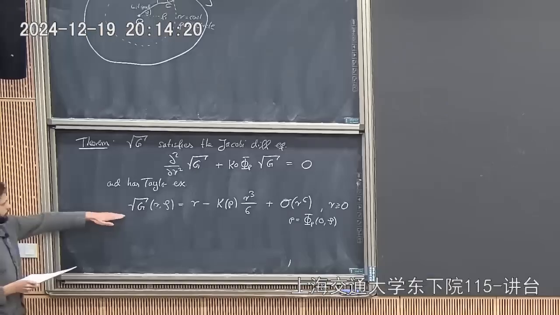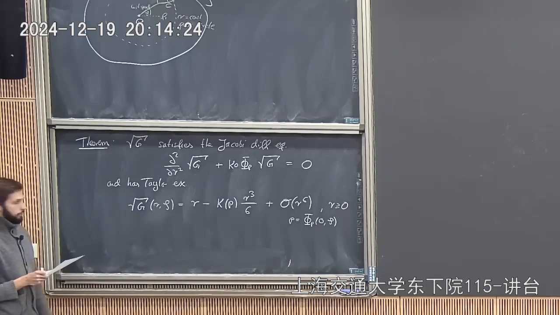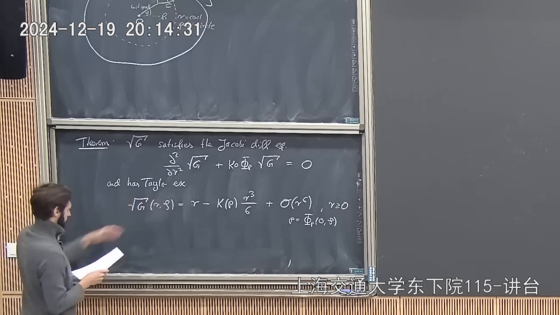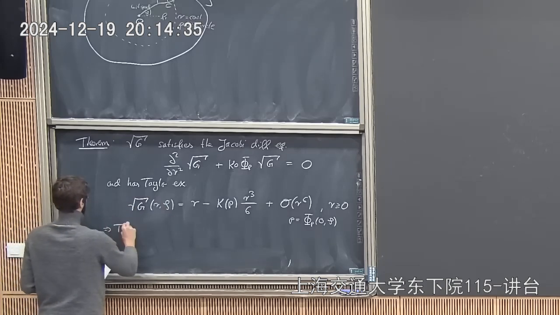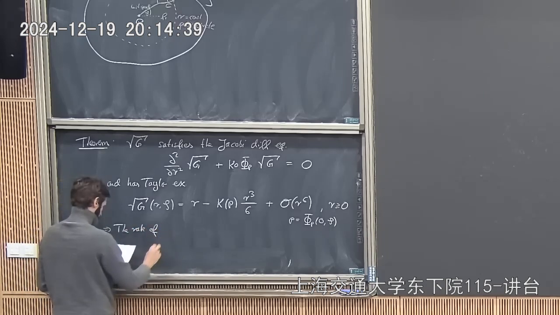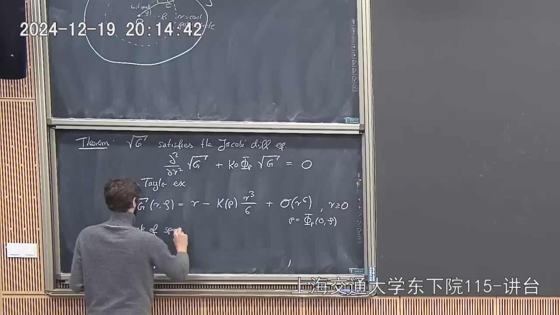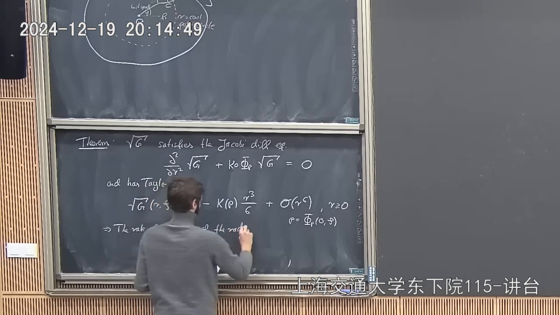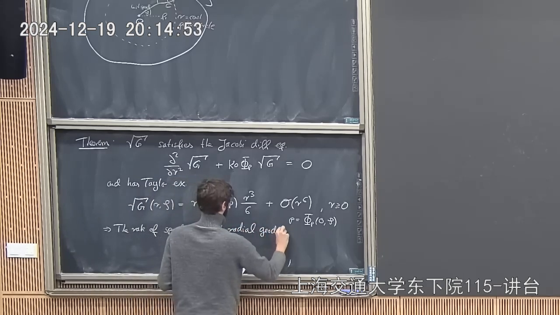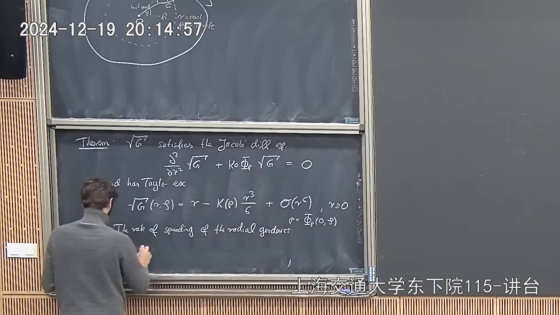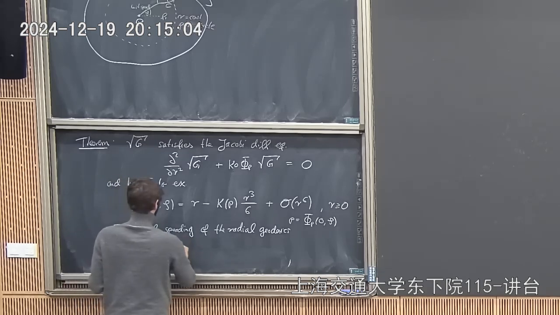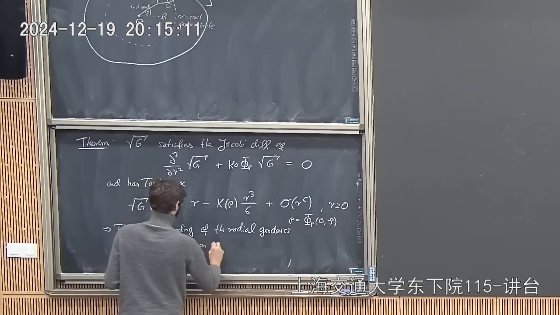So that's the expression. So there's this square root of g, which tells you how quickly the geodesics go apart, and it satisfies an equation like this, and that says the rate of spreading of the radial geodesics depends, to first order, only on the Gauss curvature.